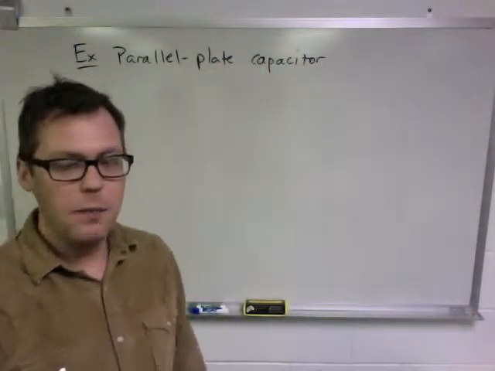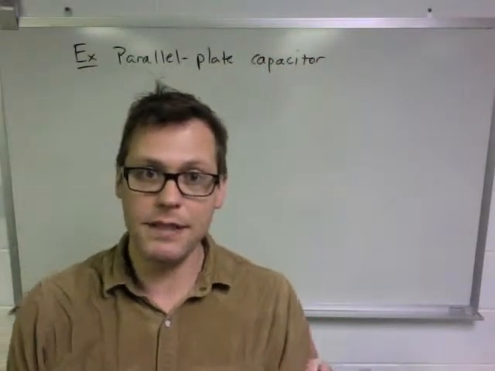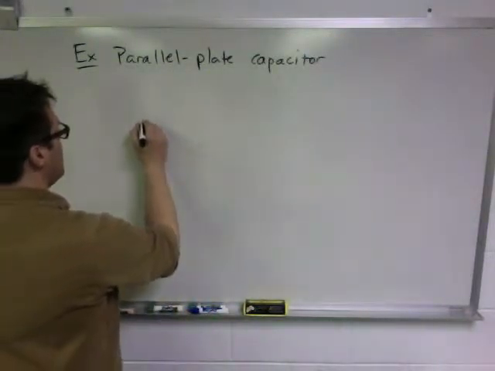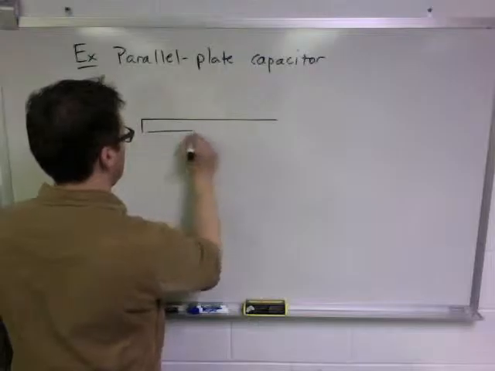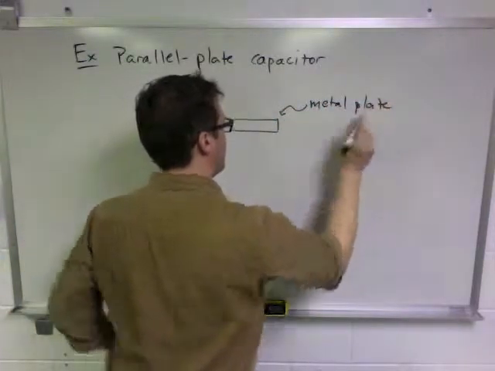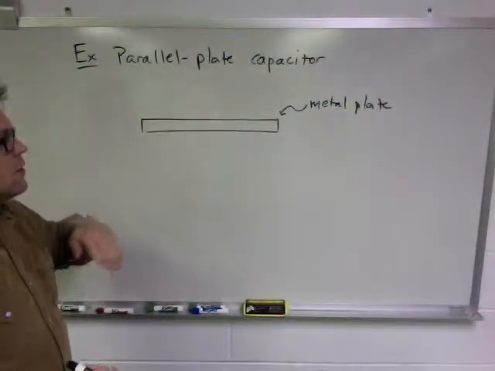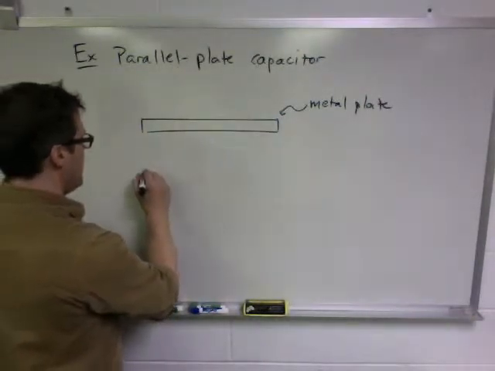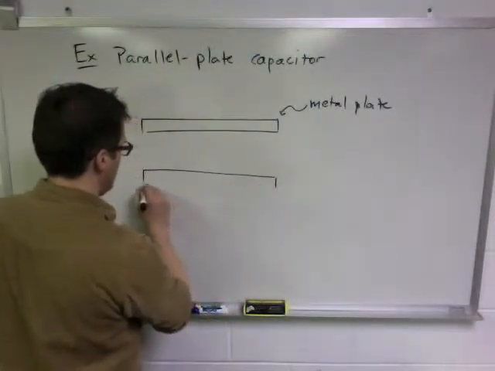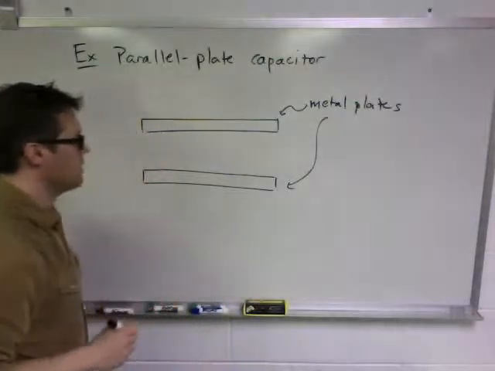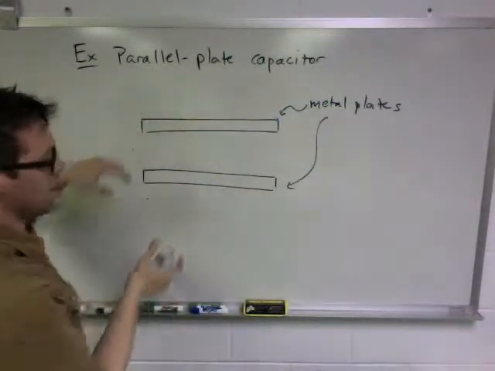As an example, I want to show you what a parallel plate capacitor is. A parallel plate capacitor is essentially two pieces of metal, two plates of metal. So this is a metal plate. It's oriented perpendicular to the board. We're looking at a cross-section of this thing. And another one. So in fact there are two metal plates, separated by some distance.